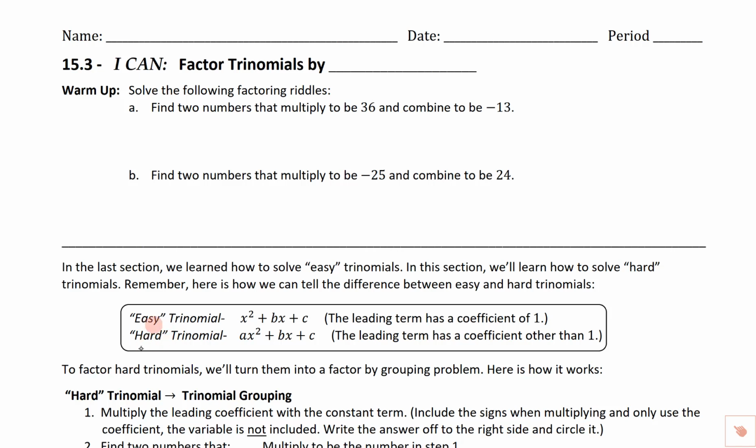Today we're going to learn how to factor those hard trinomials, and we're going to do this using a technique called grouping. So 15.3 is the I can statement: I can factor trinomials by grouping. So let's write the word grouping right here. Okay, and we really need to be good at these little factoring riddles. So here's the first one.